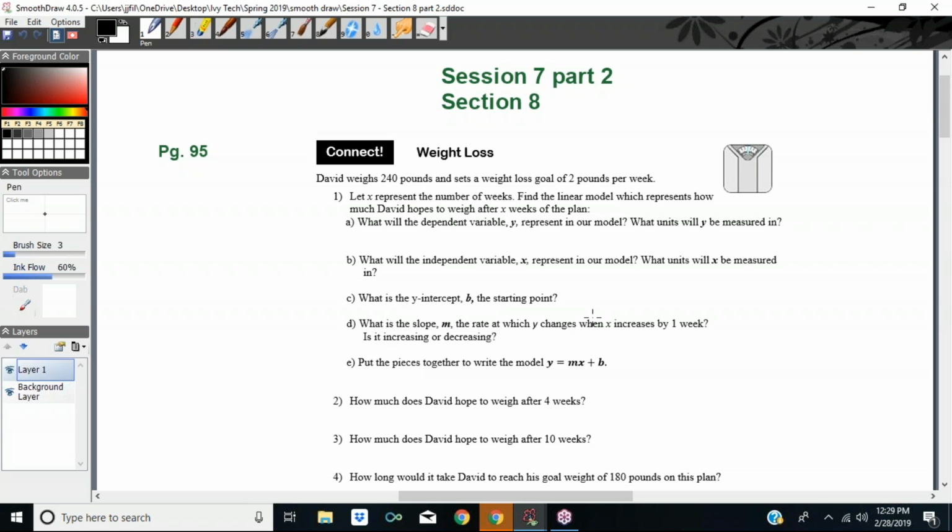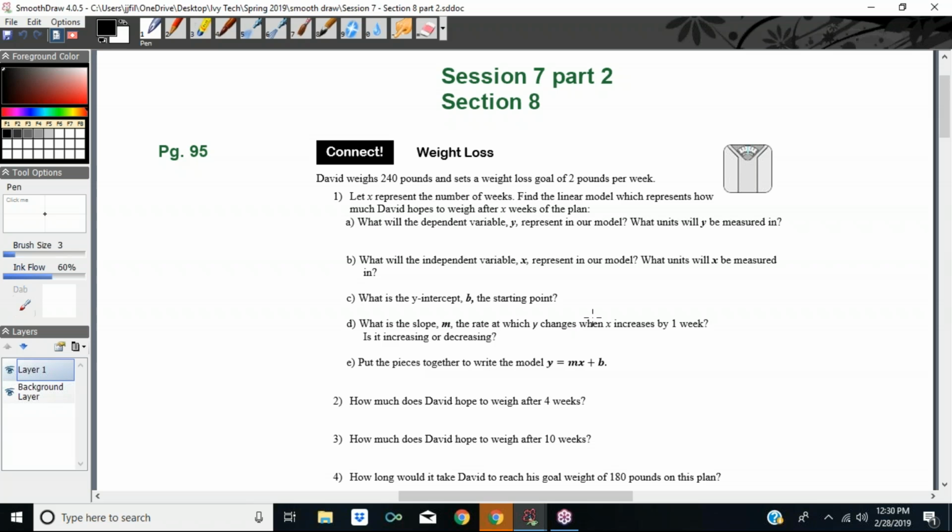So let's look at the weight loss example on page 95. It says here, David weighs 240 pounds and sets a weight loss goal of 2 pounds per week. Now, before we even read any of that, let's just think about this. If he's losing 2 pounds per week, is the graph of his weight going up or is it going down to the right? It's going down. So there's a negative correlation, or there's a negative slope. So we know the slope is going to be negative.